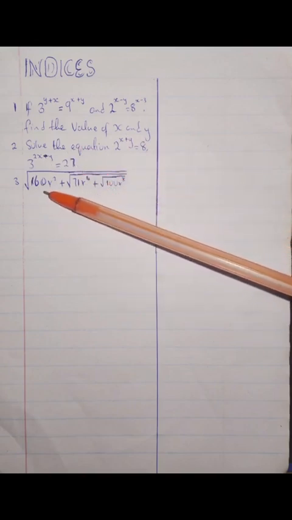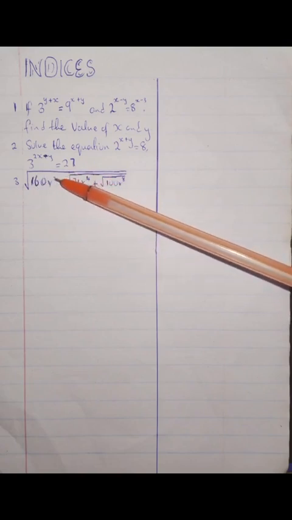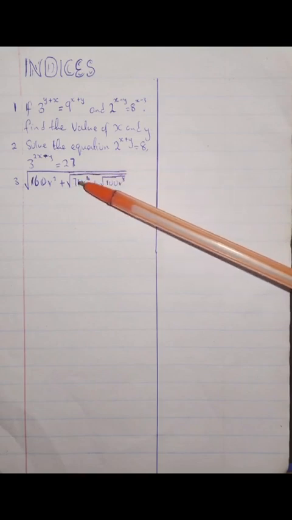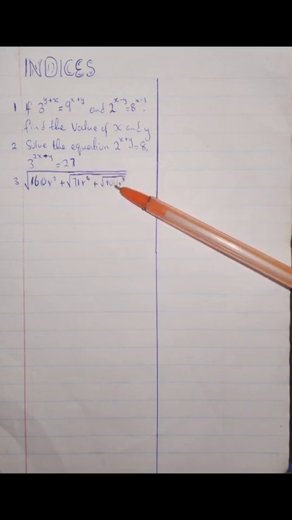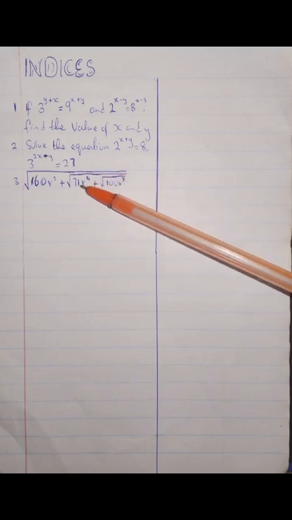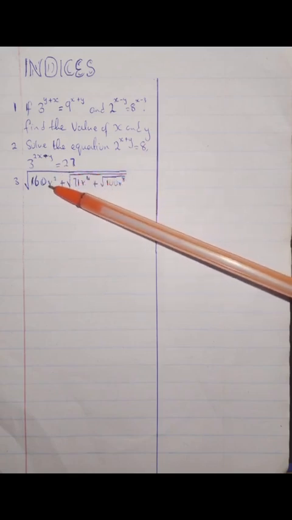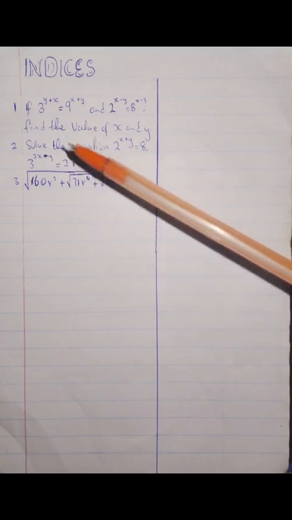And our question 3 says, square root of 160 r squared plus square root of 71 r to the power of 4 plus square root of 100 r to the power of 8. You can say that square root of this, square root of this, square root of this. You solve this, and you take their full square root. So let's start with our question 1.